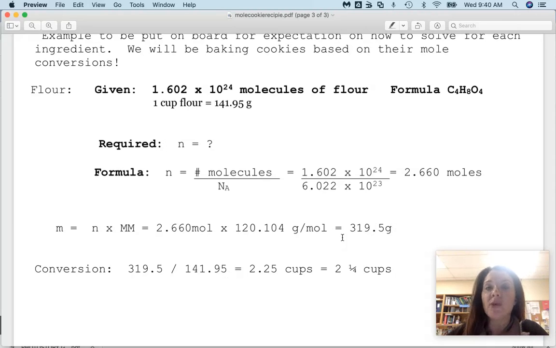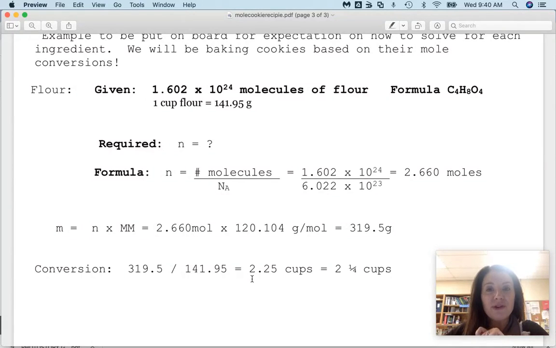Obviously, I have more than 1 cup. So how many cups of flour do I need in the lab? You take that value, divide it by your number of grams to equal a cup, and you end up yielding 2.25 cups. So in the kitchen, that would be a 2 and 1/4 measure. You would measure out 2 cups of flour and then another 1/4 of a cup of flour.